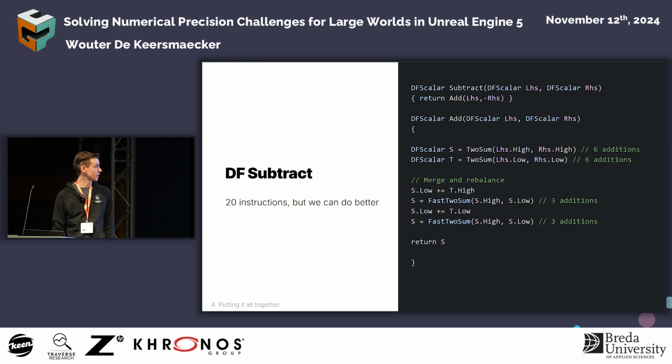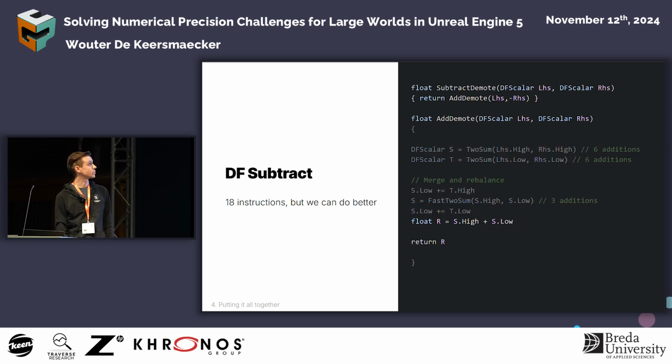A very easy optimization is to realize that we only need a single precision result, and so we can get rid of some instructions at the end that are really only meant to make sure that the return value has the correct format, that it again fits in the double float format. But that only gets rid of 2 instructions. So we need something more radical.